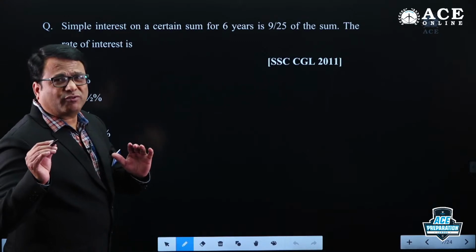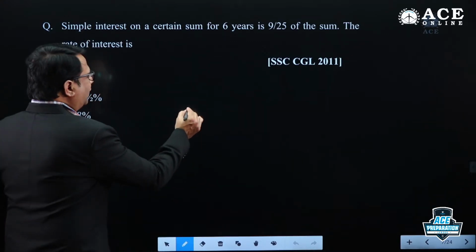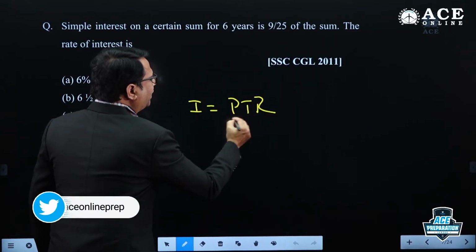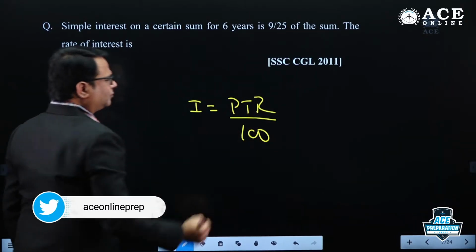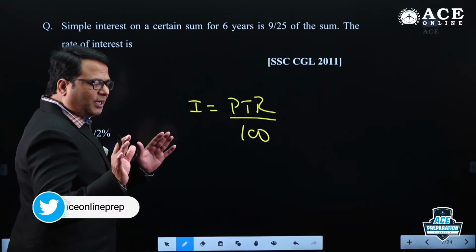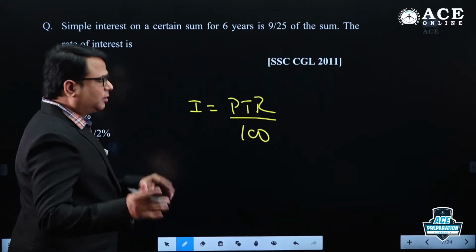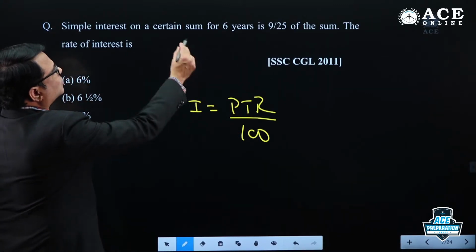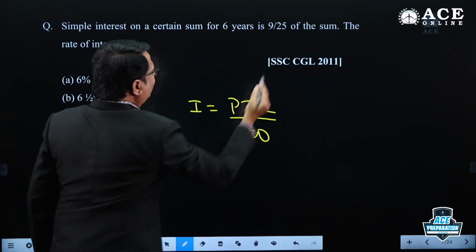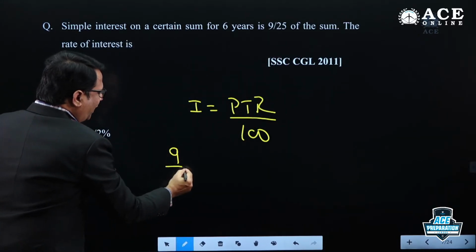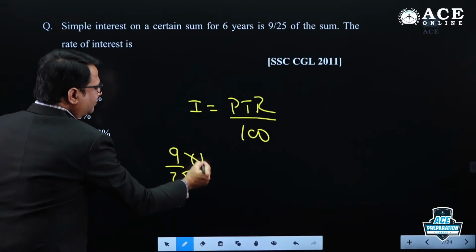9 by 25th of this sum. Okay. Interest equal to, we know the interest formula is how much? PTR by 100. I told you there is only one formula in simple interest, and that is PTR by 100. So interest equal to PTR by 100. But interest is already given as 9 by 25th of the sum. So in place of I, I write 9 by 25th of P.